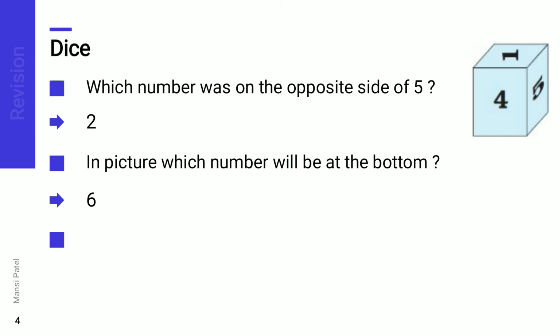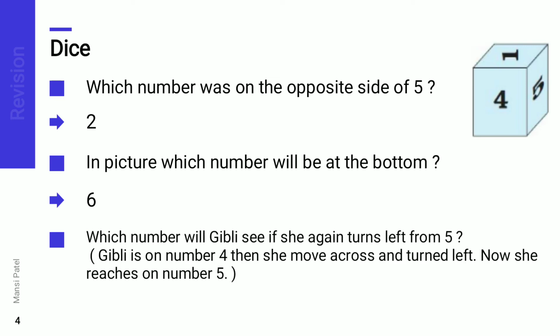Another one is, which number will she reach if she again turns left from the number 5? If she just turns to the left-hand side from number 5, then which number is there? Now she is on number 4. Then she moves across and turns left. Now she reached number 5. Then which number is there? Yes, if she moves towards the left-hand side, then there is number 1.